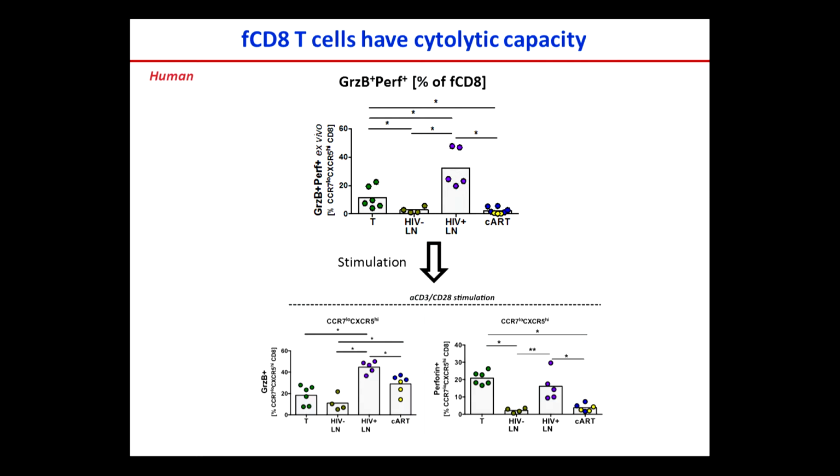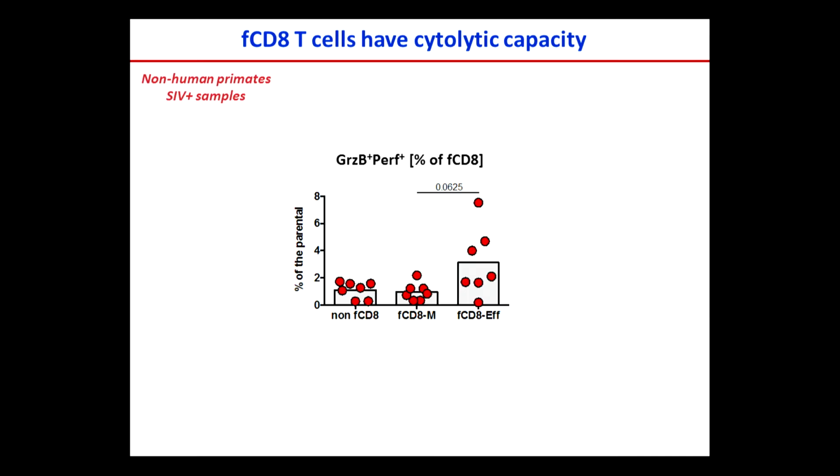If you stimulate those cells in vitro and ask about their expression of granzyme or perforin, what you see is that granzyme goes up in the follicular CD8 T cells in HIV-infected lymph nodes quite nicely. Perforin also goes up, but with the introduction of antiretroviral therapy, the perforin once again goes back down. Granzyme doesn't. Granzyme stays up after stimulation. And the same thing appears to be true in SIV-infected lymph nodes.